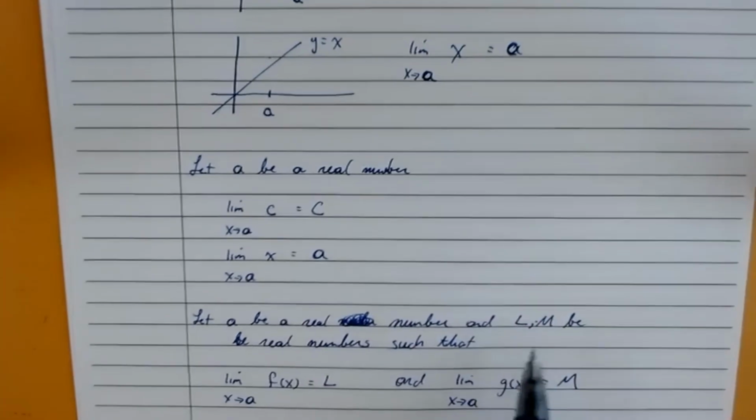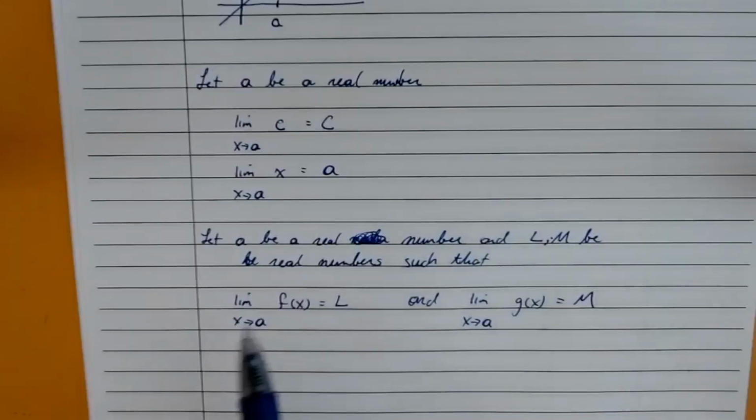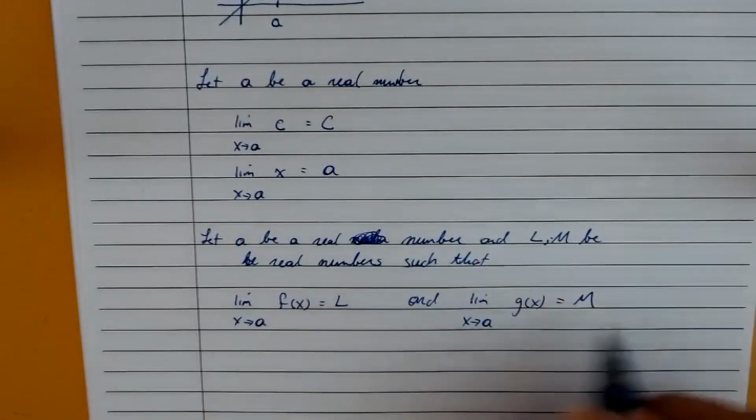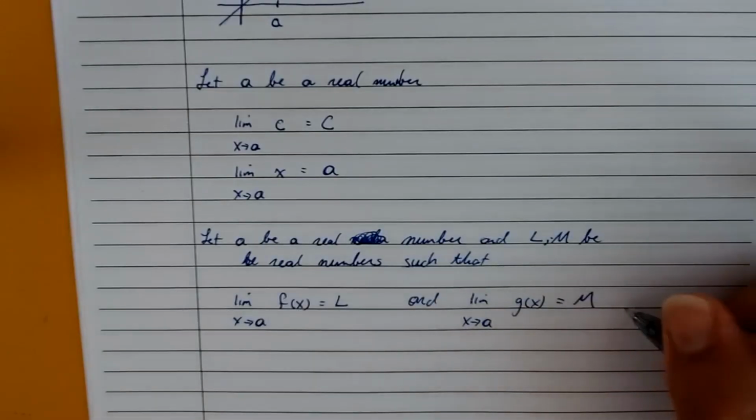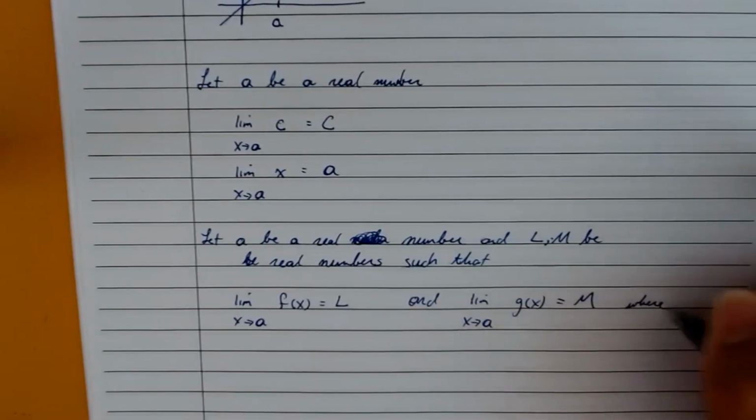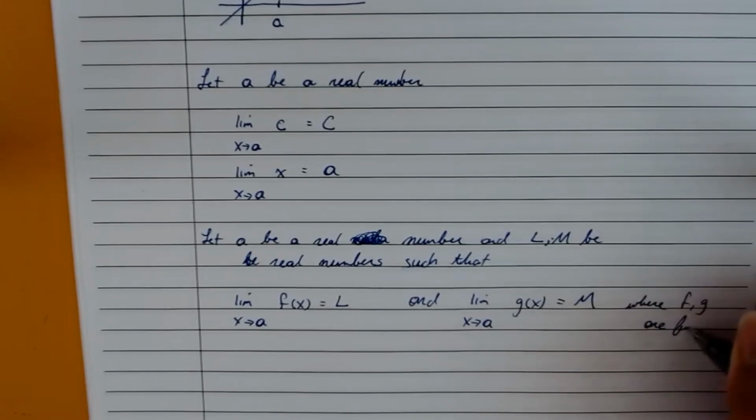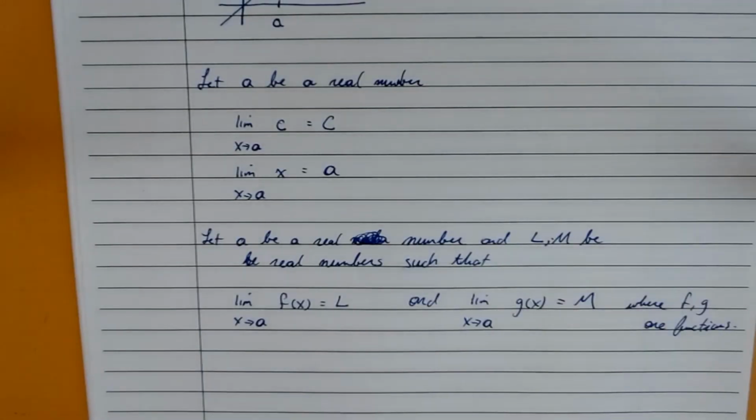So here, this L and this M are not just any numbers, they're the limits that you get when you take the limit of some functions. I guess I can actually even write that where f and g are functions. Okay. So these are my conditions. This is what I need to be true in order for these properties to hold. So if I have these conditions satisfied, then the following statements are true.